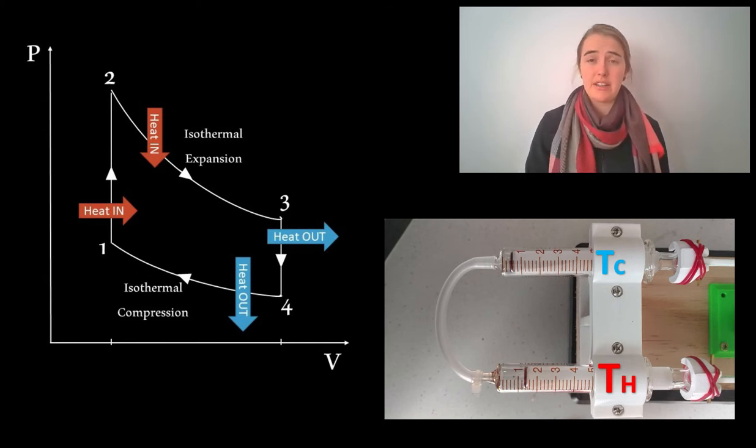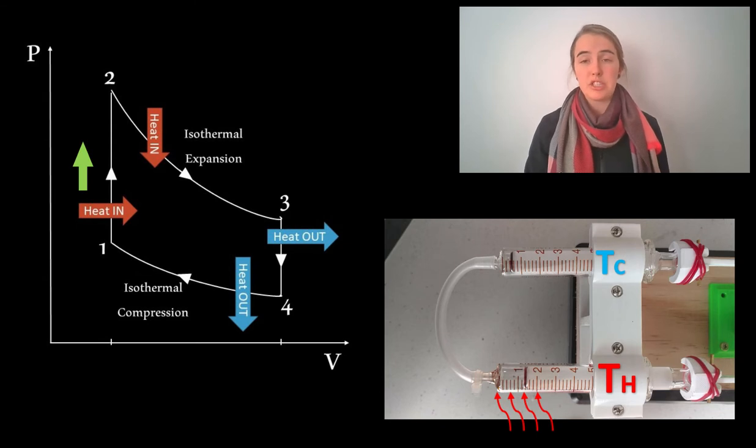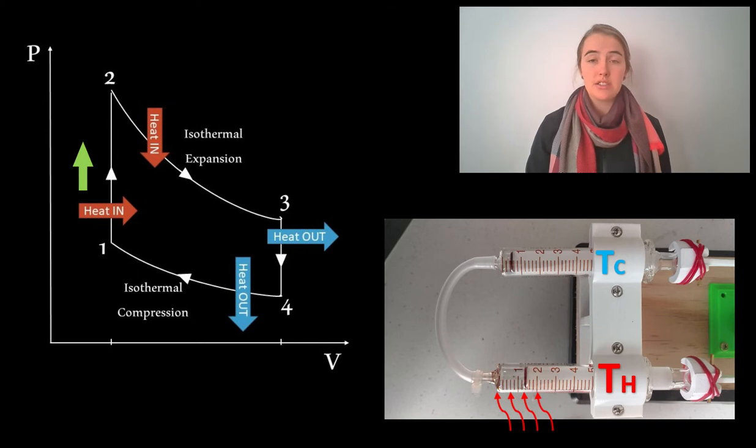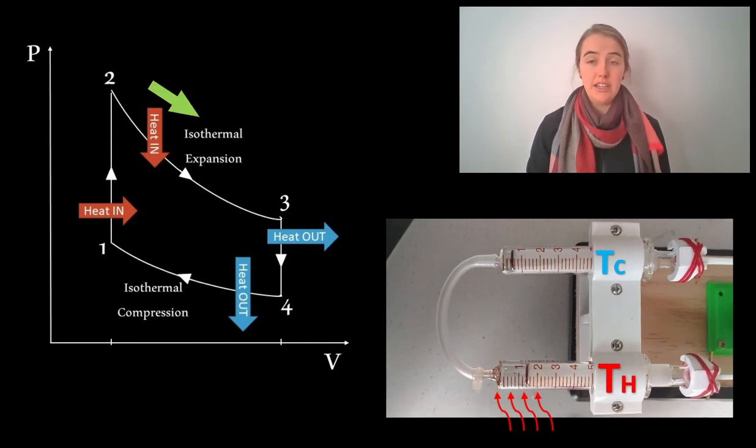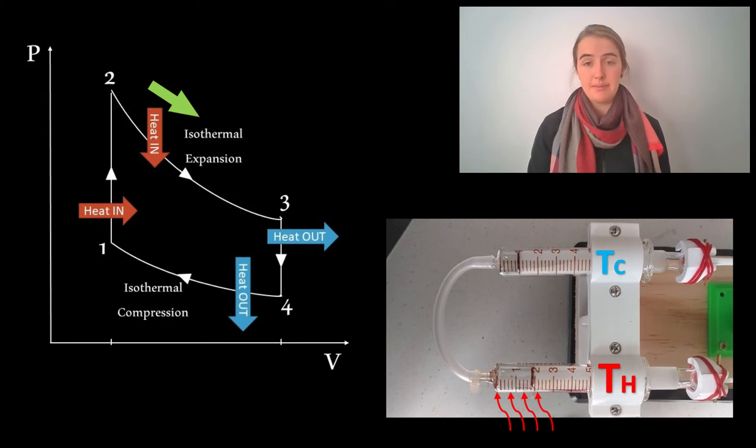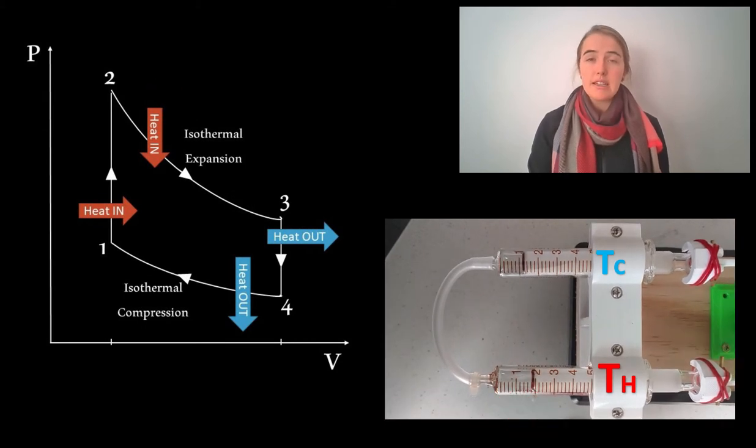Following along on the PV diagram, we can see that starting at point 1, we have a minimum volume of working fluid at temperature Tc, with majority of the working fluid located in the hot reservoir. Heat flows in until all working fluid has reached temperature Th, with volume staying constant and pressure increasing. This brings us to point 2. We then have an isothermal expansion at Th, and our volume increases to maximum.